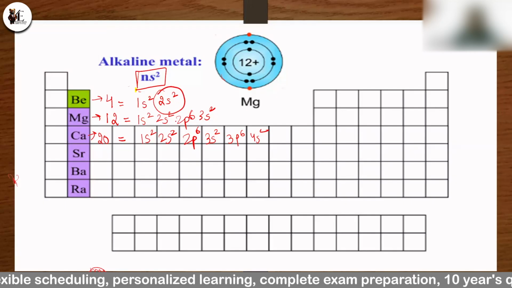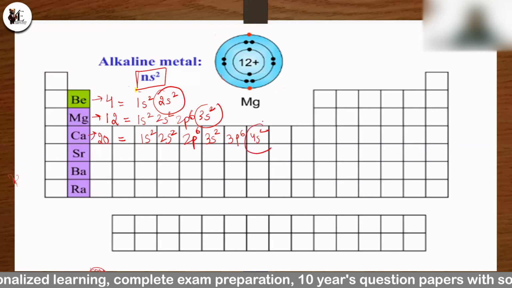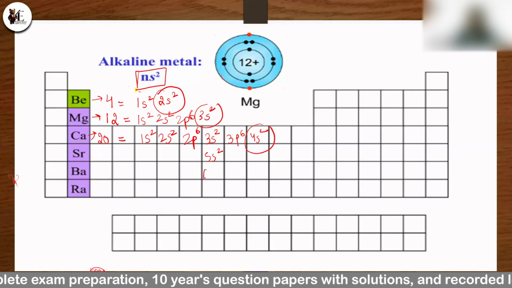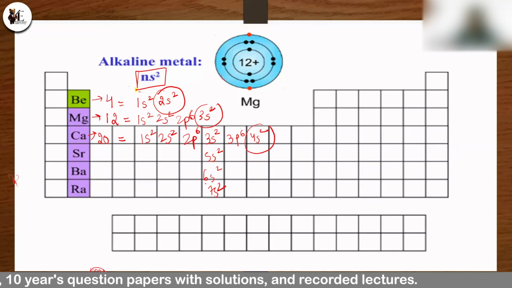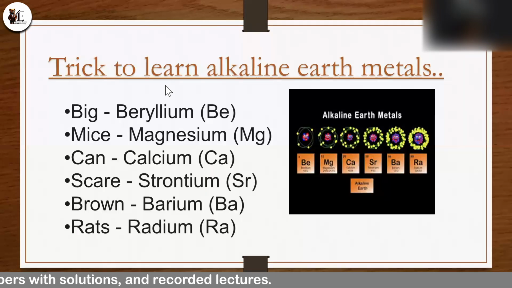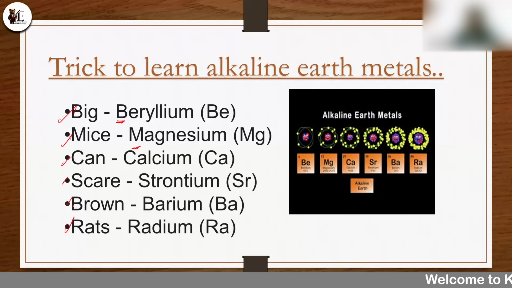Again one shell increases, it becomes 3s2. Again one shell increases, it becomes 4s2. And here we have 5s2 in strontium. For barium we have 6s2, and for radium we have 7s2. Now this is a simple trick to learn alkaline earth metals. That trick is: big mice can scare brown rats. The first letters of these words match the first letters of the elements, so you can write it down for your remembrance.